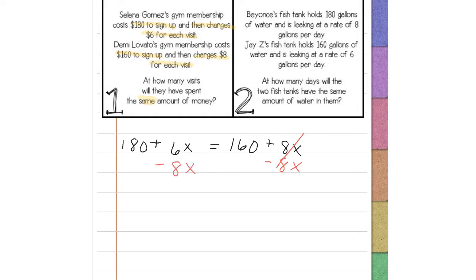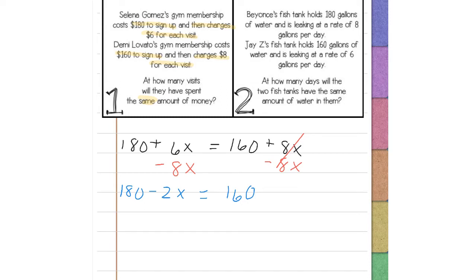Notice how I subtracted 8X from the 6X and not from the 180 because variables go with variables and numbers go with numbers, okay? So you cannot subtract 180 minus 8X. You can only do it with the same variables. So then I'm left with 180. 6X minus 8X reduces to negative 2X. And then I bring down my 160. Now I have all of my X's on one side.